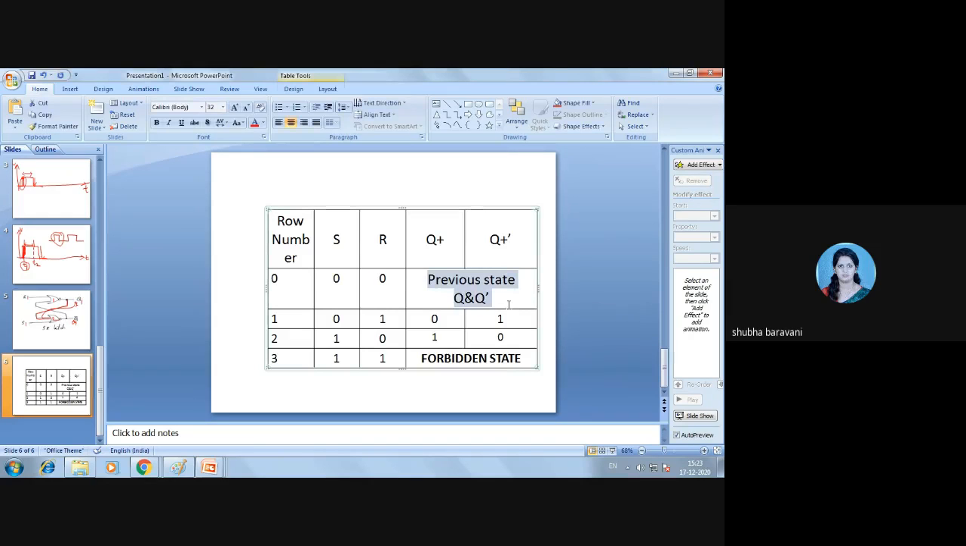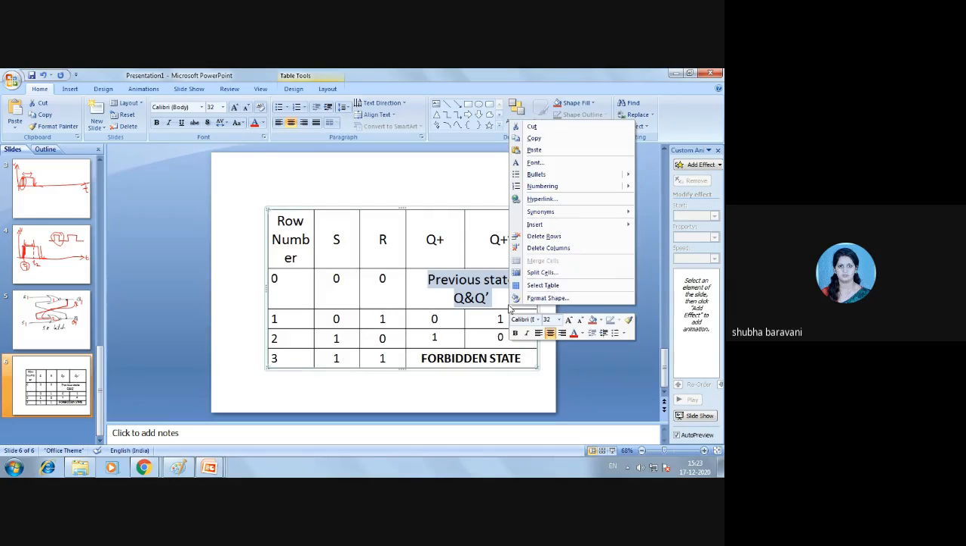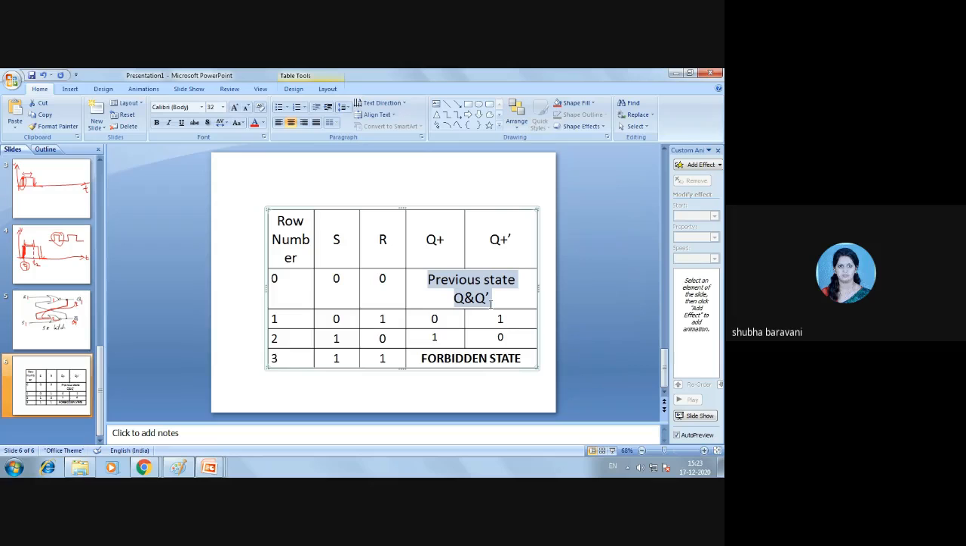One gives you the previous state Q and Q bar. One would be the same as your SR. If your S is 0, your Q is 0. If your S is 1, your Q is 1. If your S is 0, your Q plus bar will be 1. Or reset is 1 means Q plus bar will be 1, and your reset is 0, Q plus bar will be 0. This is the second state. These are my stable states: 0 or 1, 1 or 0.